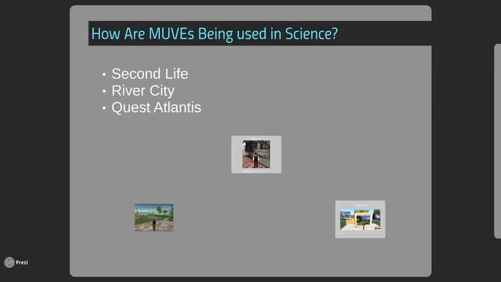A very interesting project where the use of MUVEs is being injected into the science curriculum was that of River City. The River City project was specifically made for the junior high science curriculum in the United States by Harvard University. Students use the MUVE, which allows 3 levels of guidance depending on the student's abilities. Students have to determine, through interaction with the virtual environment, what is wrong with the water in the town and what is making the people sick.